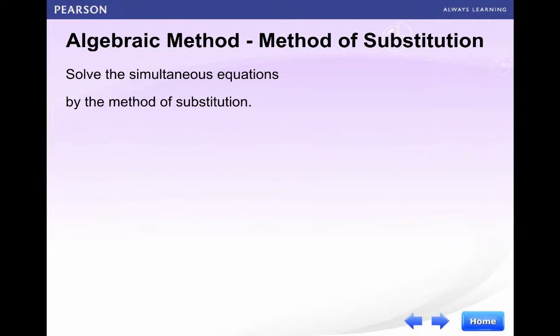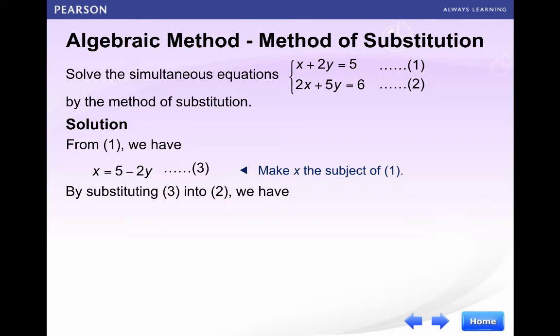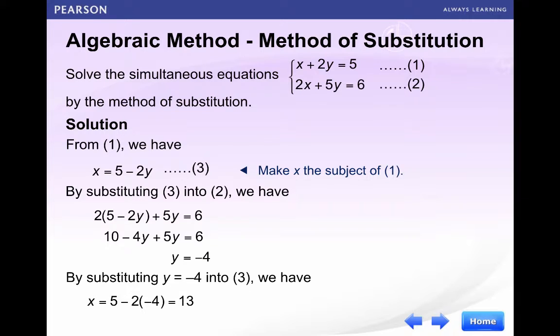Let's see another example. First of all, we make x the subject: x equals 5 minus 2y. We substitute the third equation into the second one. So we have this, and we finally find y. We substitute y equals -4 into the third equation, and we can find out what x is. So the solution is this.